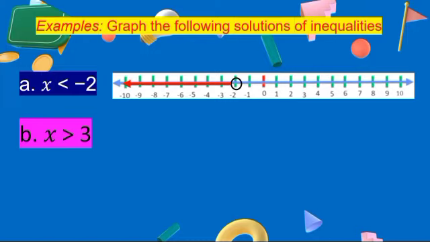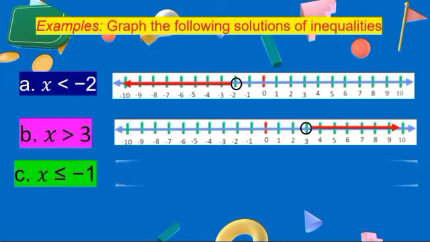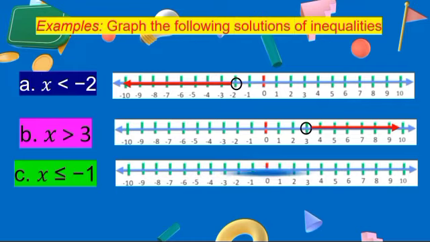Another example, x is greater than 3. Again, gumamit tayo ng greater symbol. So, ibig sabihin, open circle ulit from positive 3. So, when we say greater, it means to the right of positive 3. Number 3, x is less than or equal to negative 1. So, ang gagamitin natin ay solid circle kasi kasali na si negative 1. And then, dahil less than, to the left ang ating arrow.